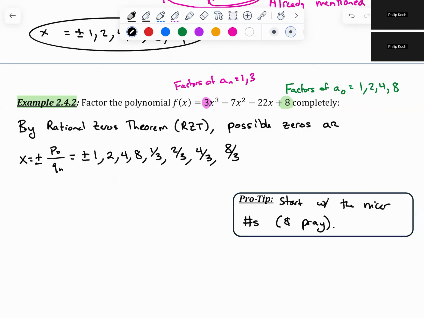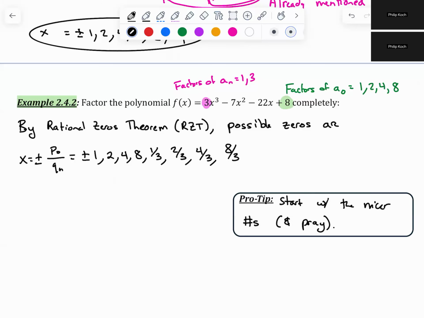Unless, of course, you see really, really big numbers from the get-go. Like if that said 800, I might be inclined to test the big numbers. If it said 72x squared instead of just 7x squared, I might be inclined to test the big numbers, but those cases are few and far between. Okay?